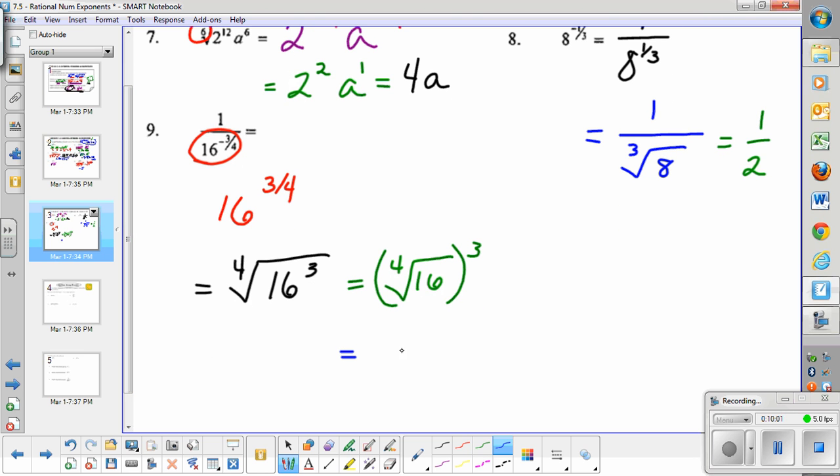The 4th root of 16 is 2. And 2 to the 3rd is 8. And so that was easier to do than to try to get my calculator and figure out what 16 to the 3rd is. All right, so that completes our notes.